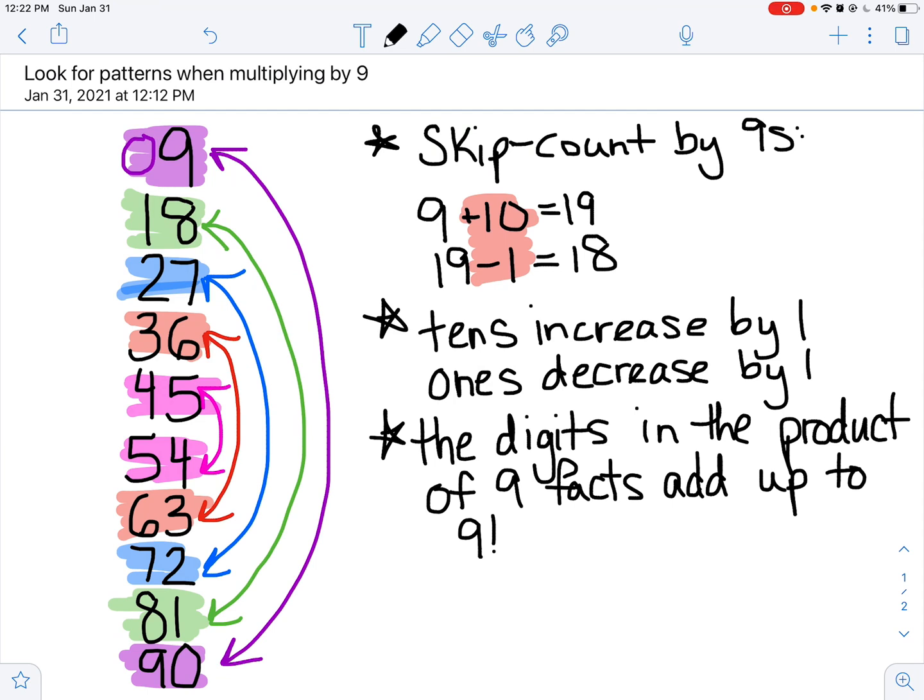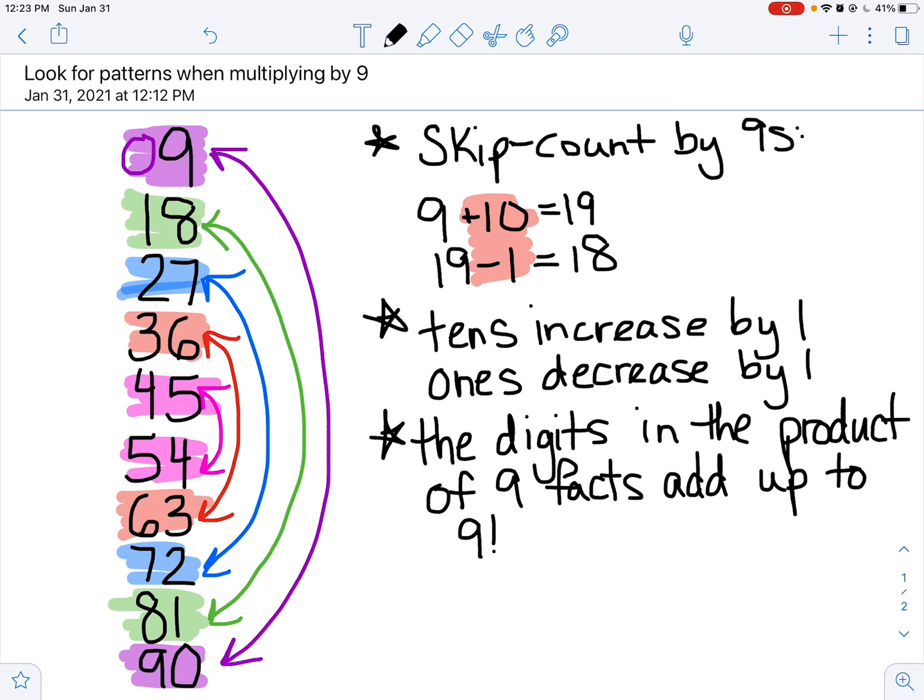So you'll notice, I'm not sure how best to write this as another kind of tip or trick, but that the opposite ends of our facts, 1 times 9 and 10 times 9, 2 times 9 and 9 times 9, the digits are just reversed. The 10s become the 1s, the 1s become the 10s.